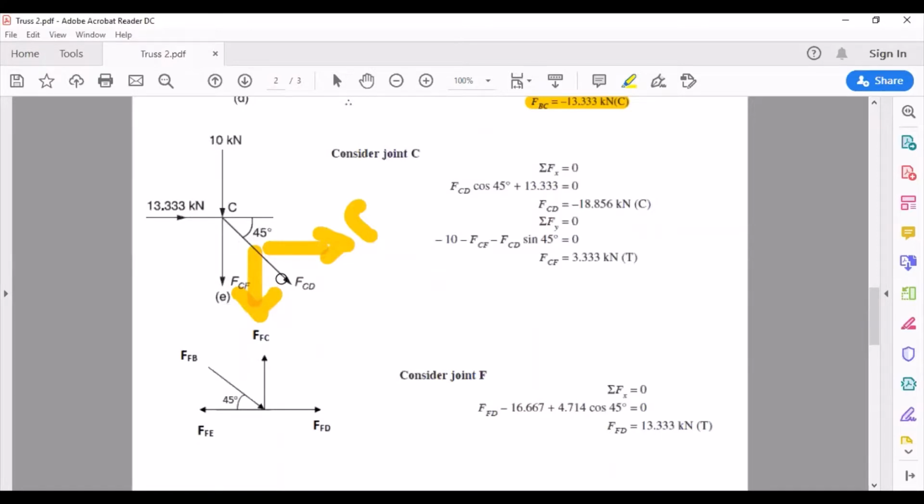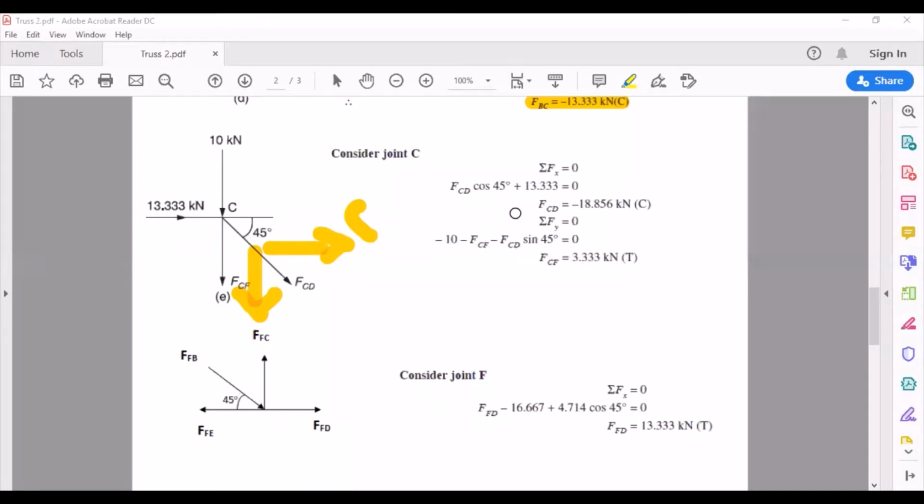FCF is acting downwards, and the component of FCD is also acting downwards. So all will be negative: minus 10, minus FCF, minus FCD sine 45. Now, what happens to this FCD? The FCD value is minus 18.856, so minus into minus becomes plus.